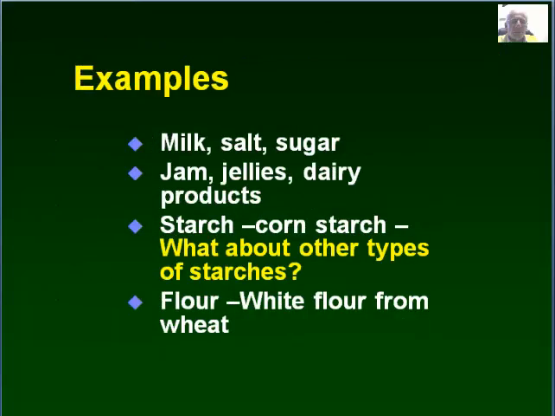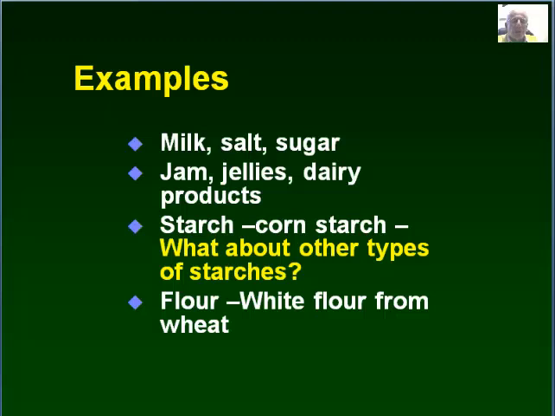So let's look at some examples. Milk, salt, sugar, jams, jellies, dairy products, again, are ones that would have standards of identity. Milk has a standard of identity as well. Starch, cornstarch: when we see just the term starch, that can be used as an ingredient. It's a common name. But when we see that, it's referring to that ingredient happening to be cornstarch. And again, one of the questions for this week's assignment is, what about other types of starches? How would they have to be listed on your ingredient list?